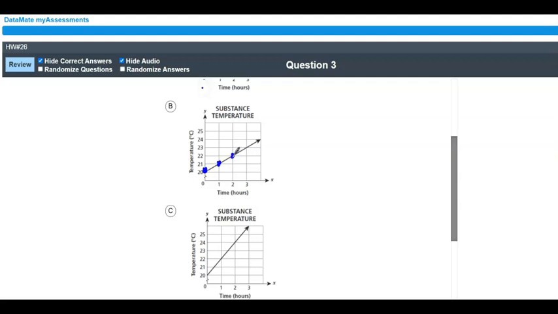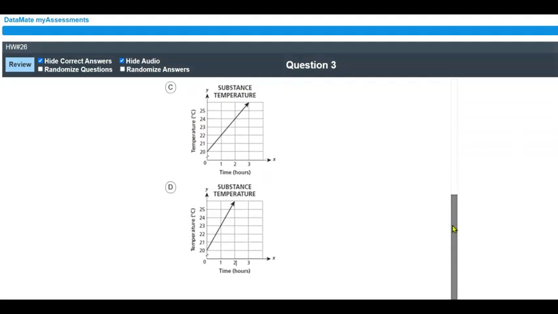here, here, here, and here, looks like I go up 1 over 1, up 1 over 1, up 1 over 1, and that's not right. For letter C, it looks like I go up 2 over 1, up 2 over 1, and that's not right. So that leaves us to look at option D. If I look at these perfect corner points, it goes up 3 over 1. So that is the right answer.